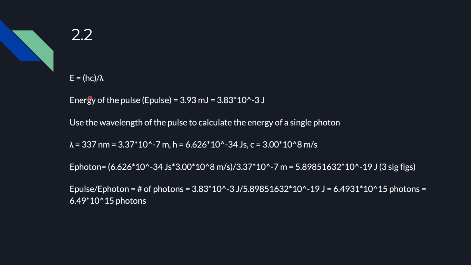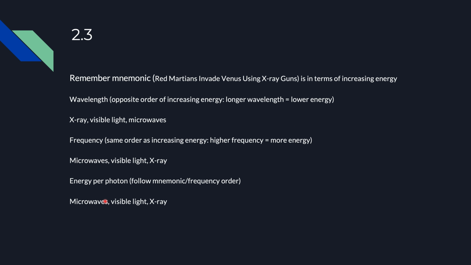And as I said before, you want to divide the energy of the pulse by the energy of a photon to get the number of photons. You get 3.83 times 10 to the negative third joules divided by 5.8985 times 10 to the negative 19th joules. You get 6.4931 times 10 to the 15th photons, or since it's 3 sig figs, 6.49 times 10 to the 15th photons.